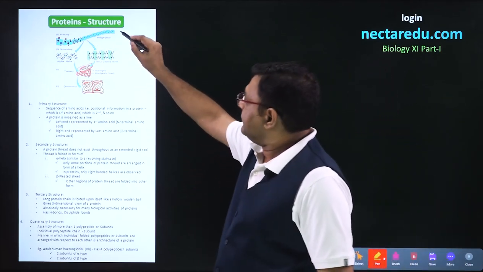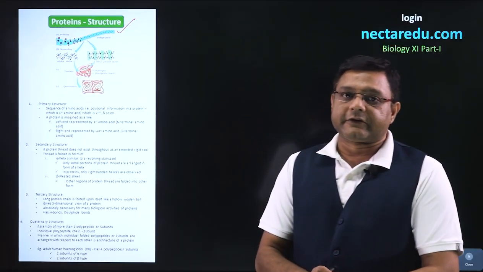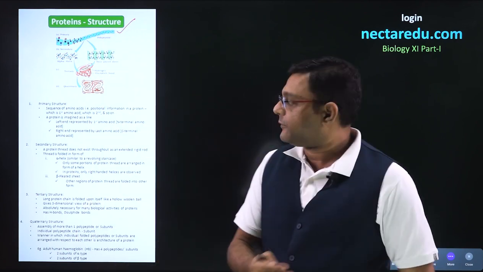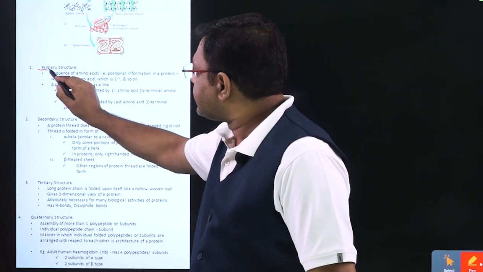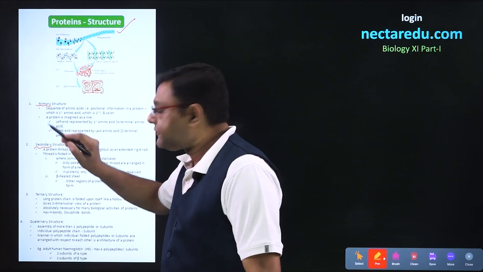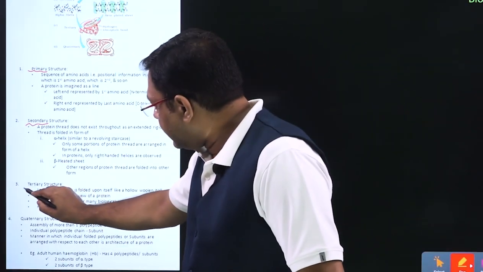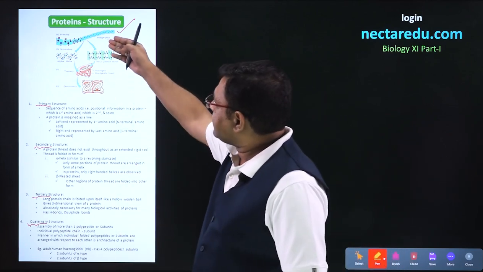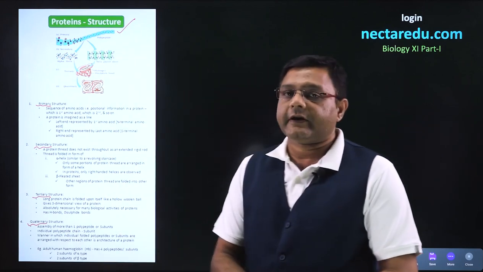In this particular video, we will look into the structure of proteins. There are four structures which are present. The first structure is primary, the second is secondary, the third is tertiary, and the fourth is quaternary. These are the structures which are shown over here.